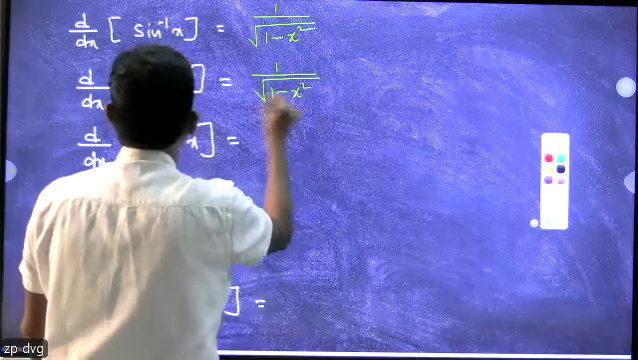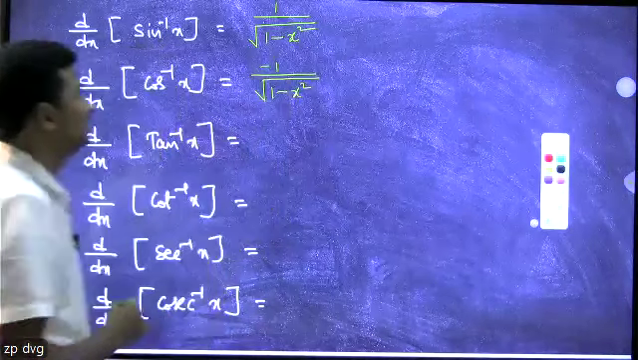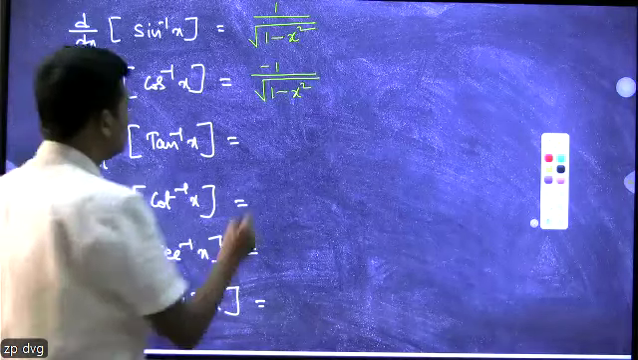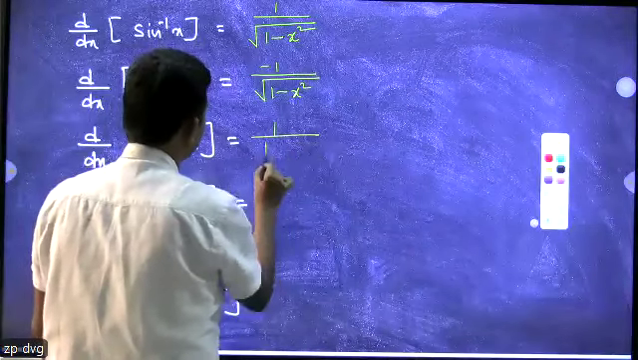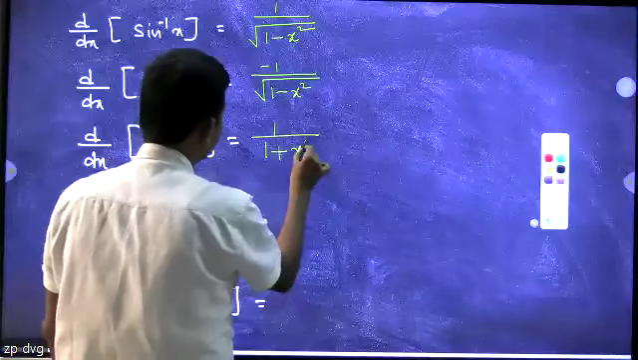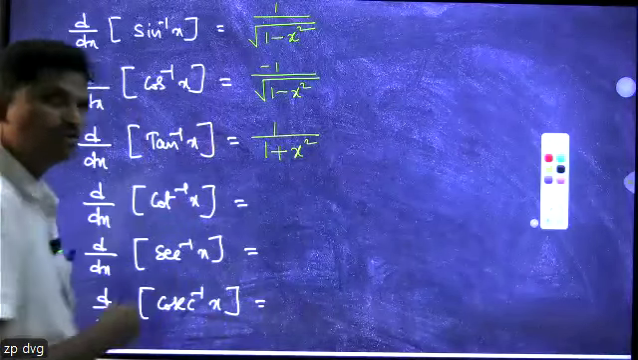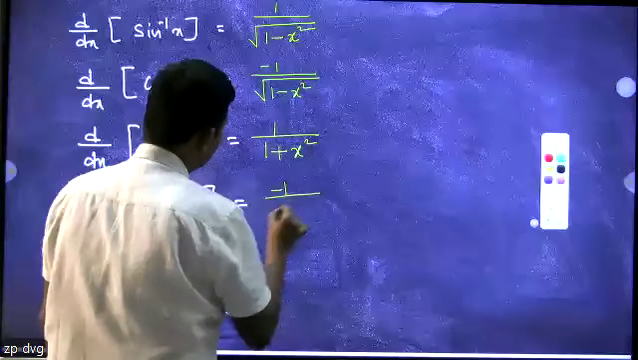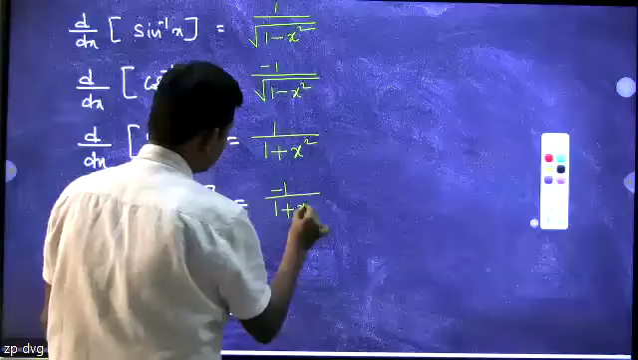Derivative of cos inverse x is minus 1 divided by root over 1 minus x square. What is the derivative of tan inverse x? Derivative of tan inverse x is 1 divided by 1 plus x square. What is the derivative of cot inverse x? Derivative of cot inverse x is minus 1 divided by 1 plus x square.